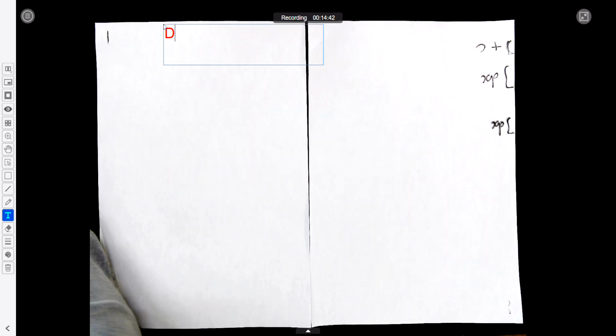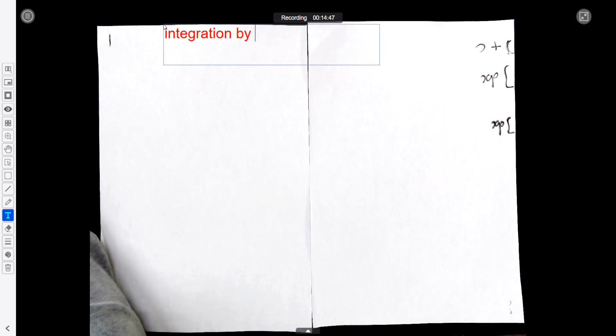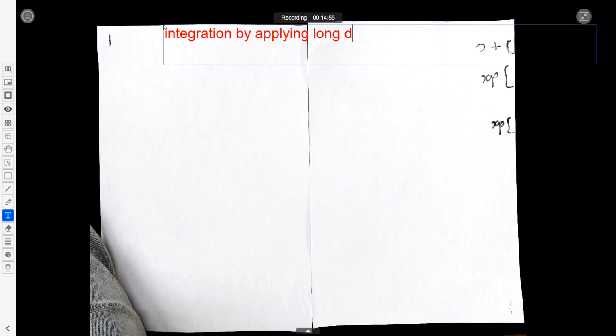Go to division by applying integration by applying, how do you write division.